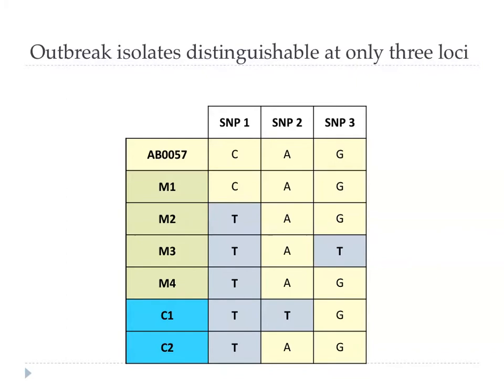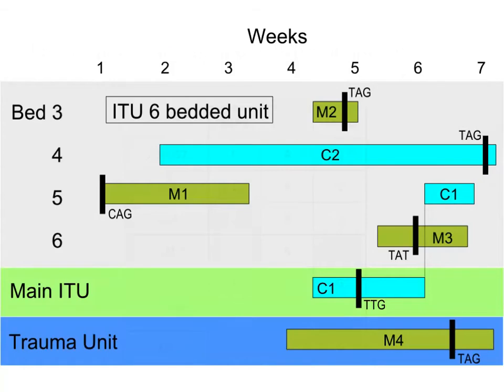The top there, the AB0057, is actually a completely unrelated isolate, which had been genome sequenced, and we use that to try and work out the polarity of change. So we take that as the ancestral state for this organism, and then we can see various changes there. It makes much more sense, though, if we map that on to the time and space aspects of the outbreak.